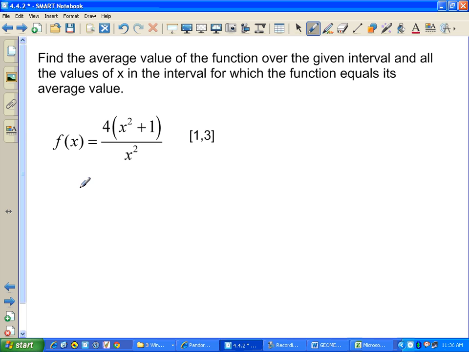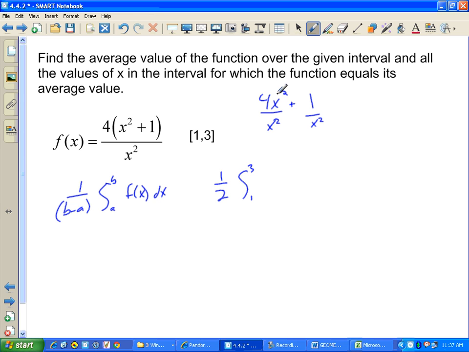Okay, so first I'm going to find the average value. So I'm going to take 1 over b minus a and multiply it by the integral from a to b of the function. Okay, so b minus a is 2, so I'm going to have half of this integral from 1 to 3. I'm going to have to rearrange this a little bit so I can integrate it. So I'm going to distribute, and I'm going to split that x squared up. So this is just going to be 4. Okay, and I'm going to split this integral up so I give it to each term here.